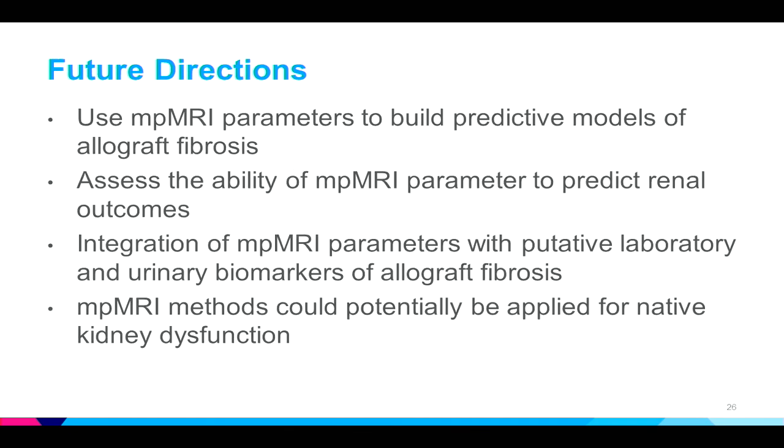So from this study, we would like to use multiparametric MRI parameters to build predictive models of allograft fibrosis. We would also want to use MpMRI to predict renal outcomes, such as graft loss or loss in renal function a year after imaging. And we would integrate the MRI parameters with potential laboratory and urinary biomarkers of fibrosis. These methods can also be translated to native kidney dysfunction, such as chronic disease or diabetic nephropathy.